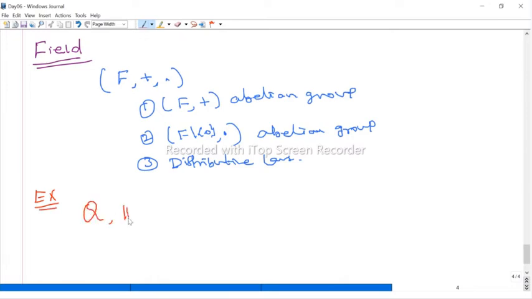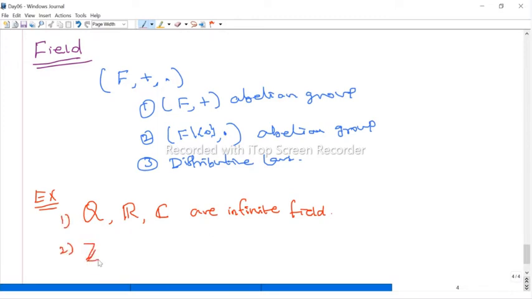So rational numbers, real numbers, complex numbers are fields, but they are all infinite fields because they contain an infinite number of elements. Therefore, it's an infinite field. These are all infinite fields. Now, what is a finite field?